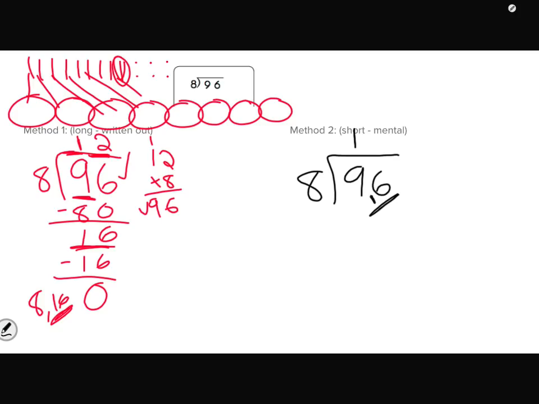So now I have 16 ones because I regrouped my 1 extra 10. And I know that 8 times 2 gets me to exactly 16, and I don't have a remainder because I've given everything away, and I have my answer as 12.